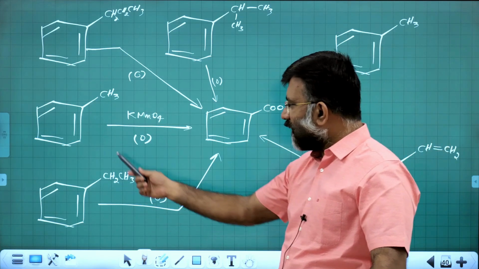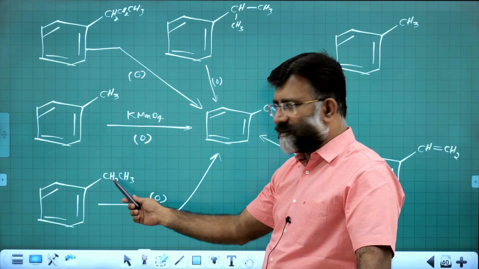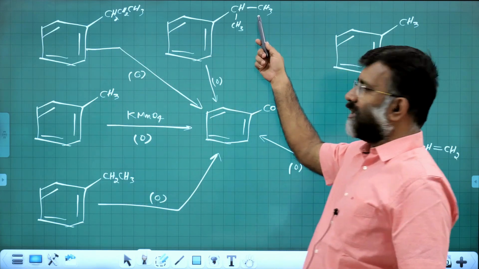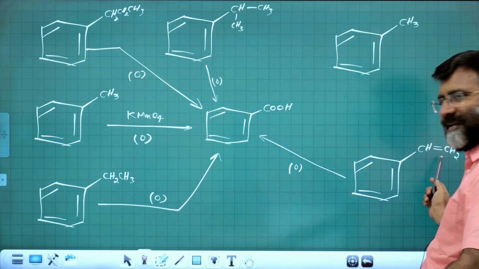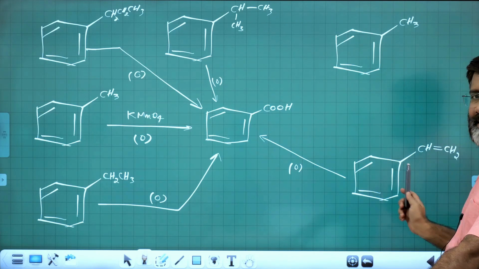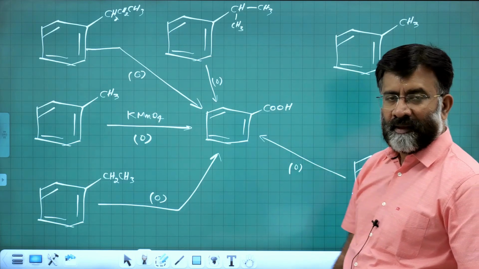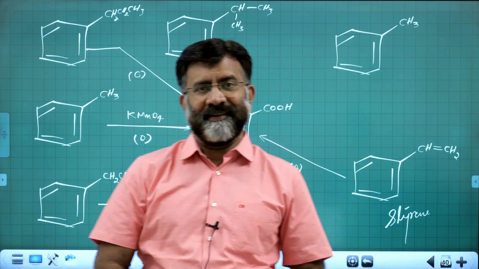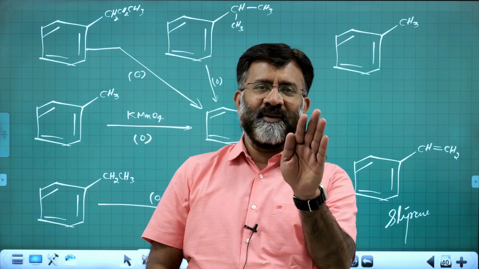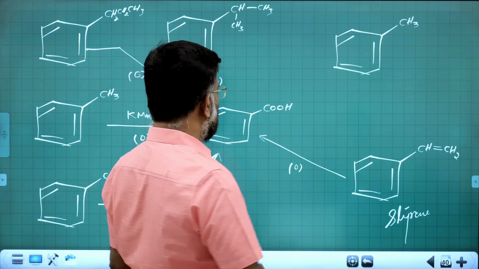So let it be one carbon CH3 group, it can be ethyl group, it can be propyl group, it can be isopropyl group, or it can be ethene like this. This is vinyl benzene, styrene. The result is same. But in one case, please be very careful. You may not get the product. And what is that one case?